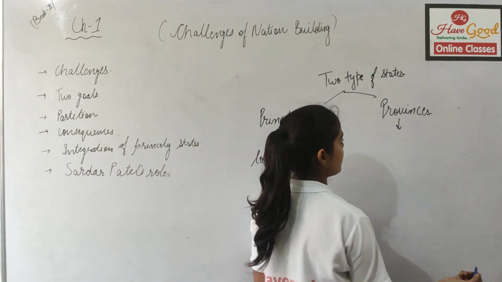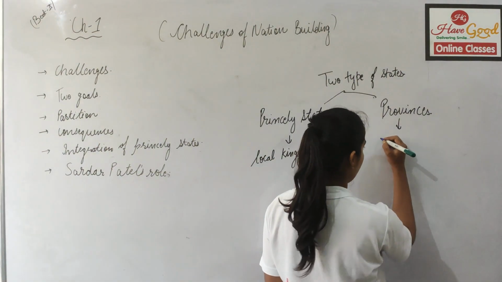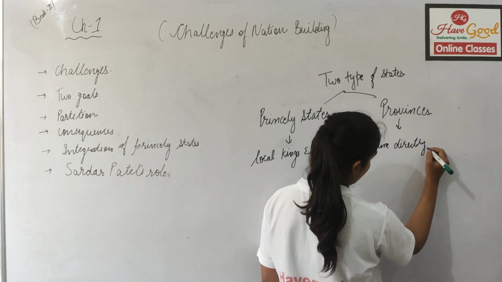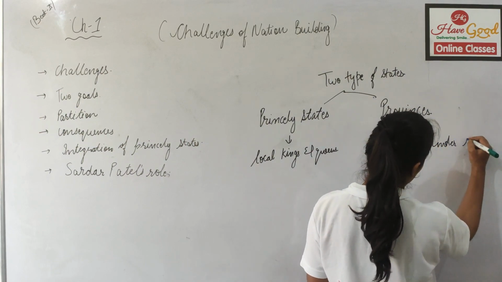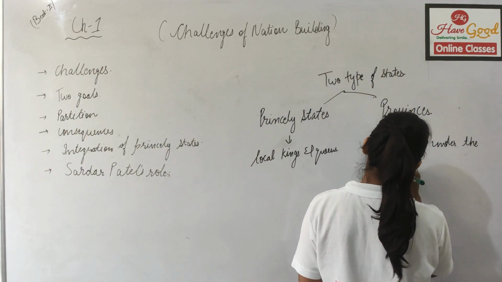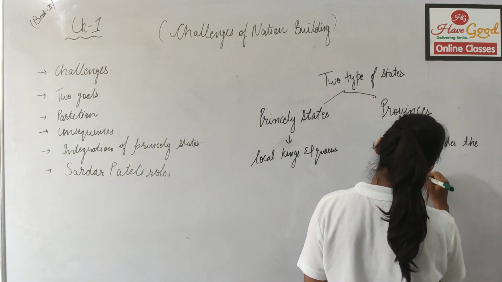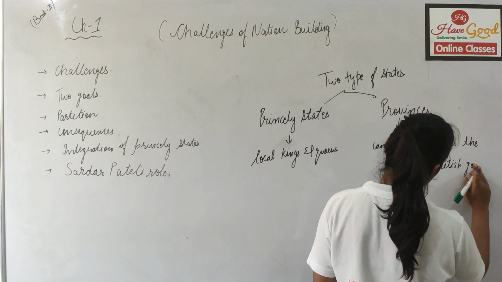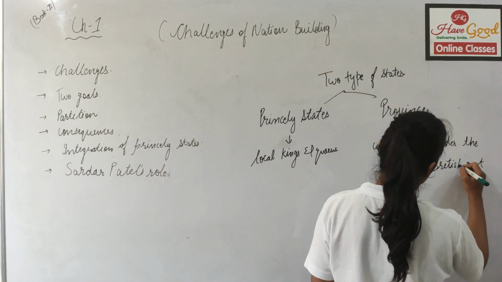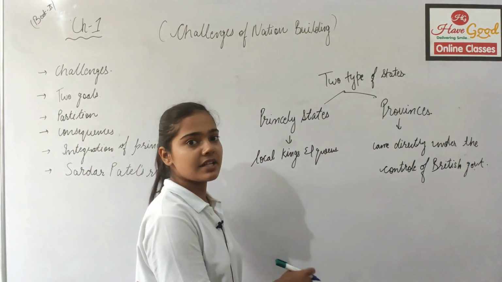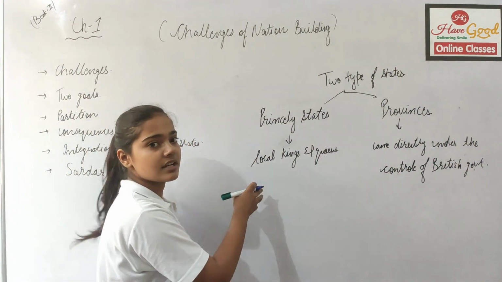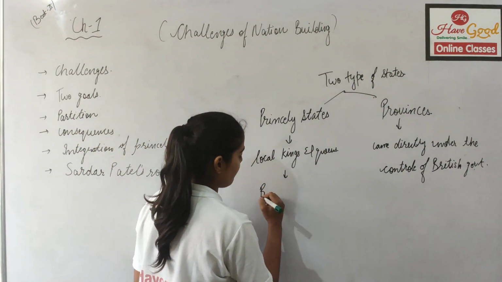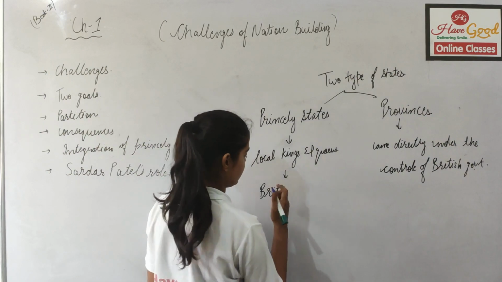Provinces were those states which came directly under the control of British government, and princely states were those states which were ruled by local kings and queens under the supremacy of British government, and this is known as paramountcy and suzerainty.